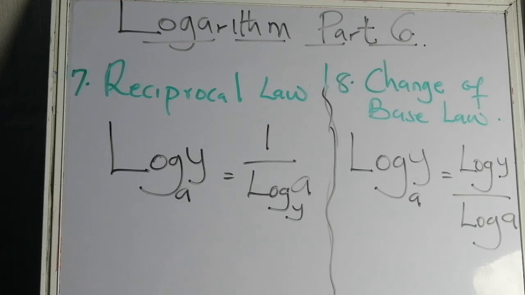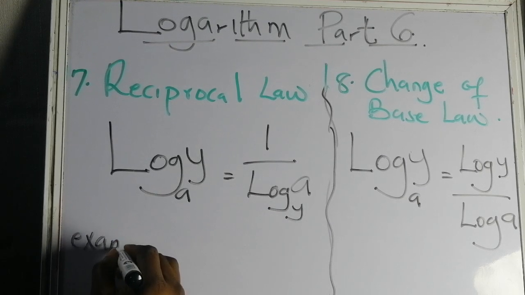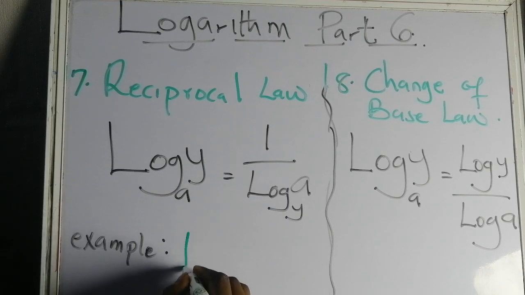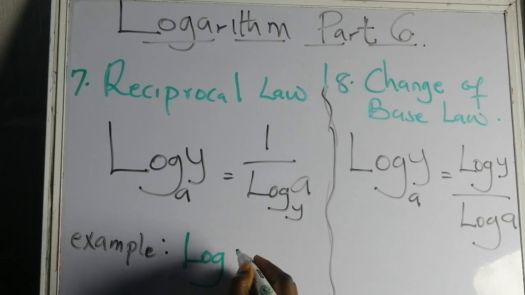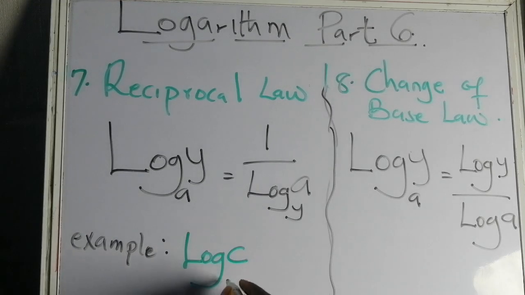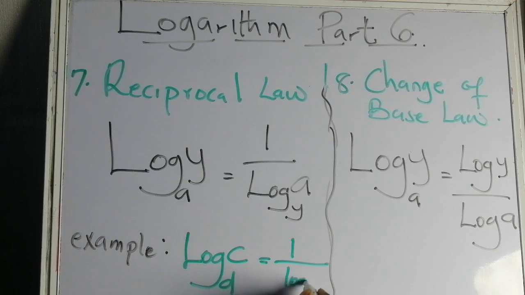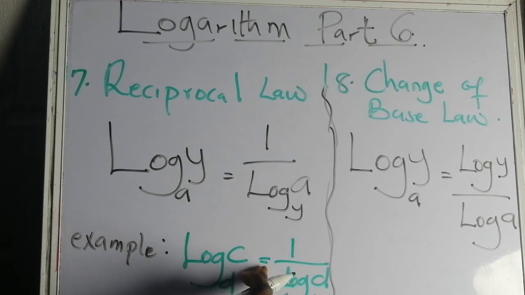So from here, I can give an example. If I have log c to base d, that is the same thing as saying 1 over log d to base c. So log c to base d is equal to 1 over log d to base c. You see, the base has turned to number, and the number has turned to base. It's as simple as that.